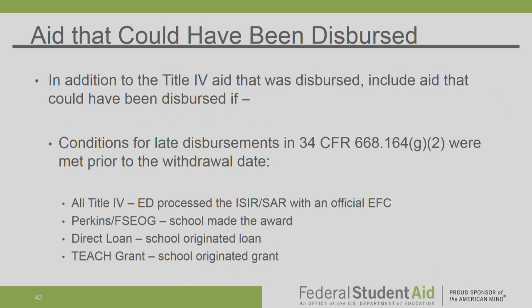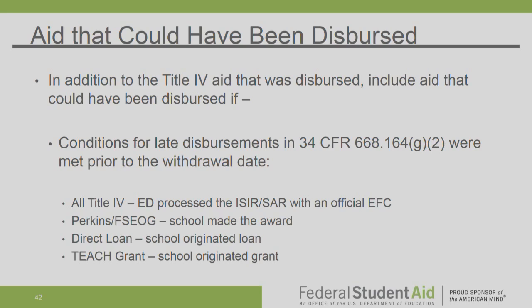In addition to the Title IV aid that was dispersed, you'd include that aid could have been dispersed if the conditions for late disbursements in 34 CFR 668.164(g)(2) were met prior to the withdrawal date, and those are listed here on the slide. If a student's SAR or ISIR contains a comment code that requires resolution in order for the funds to be included as aid that could have been dispersed, the underlying issue must be resolved before the institution performs any R2T4 calculation and in time for the institution to meet any applicable R2T4 deadlines.